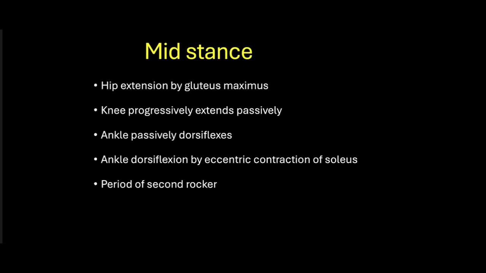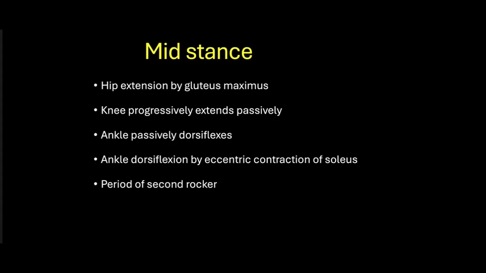Okay. So during mid stance, there is progressive extension of the hip by the gluteus maximus, which is a powerful hip extensor. The knee is also extending progressively, but the knee extension is a passive movement, whereas the hip extension is an active movement. We saw that any passive dorsiflexion that is happening is controlled by the opposite muscle, just like in the first rocker of the gait. Passive plantar flexion was being controlled by the eccentric contraction of the tib ant. Here, the passive dorsiflexion is going to be controlled by the soleus. Otherwise, we will end up with a sudden dorsiflexion without control.